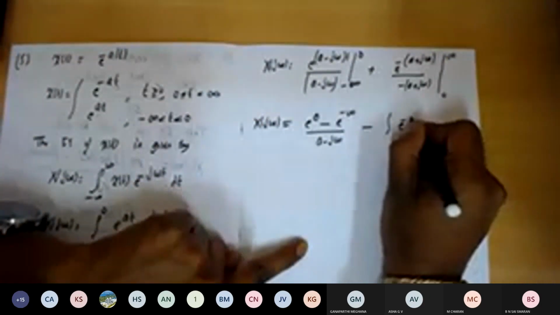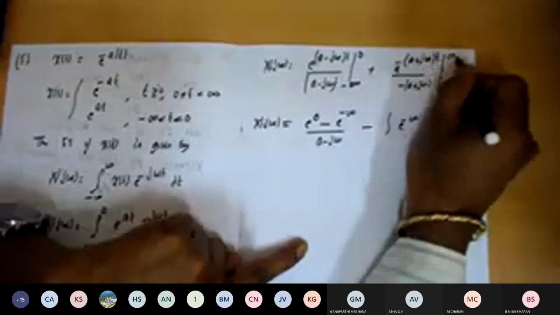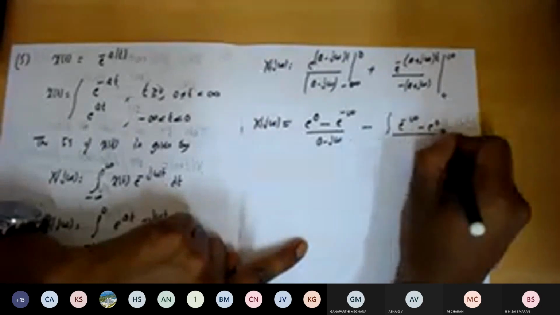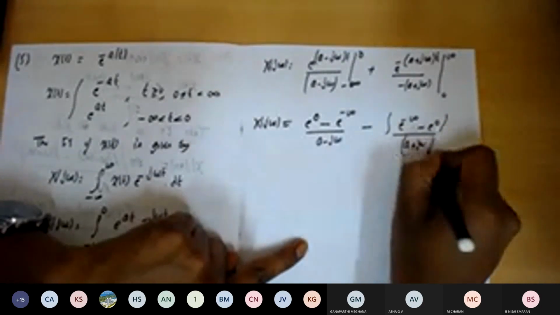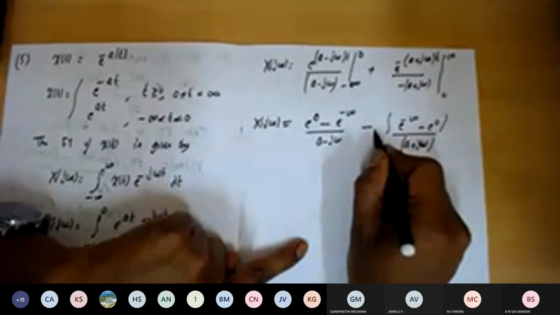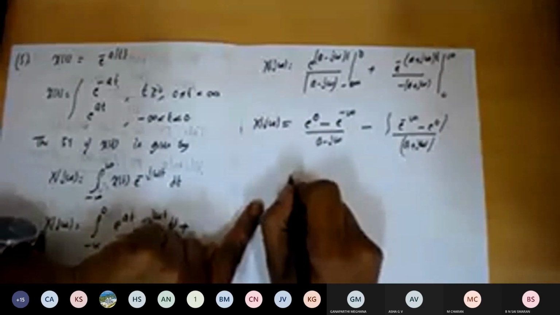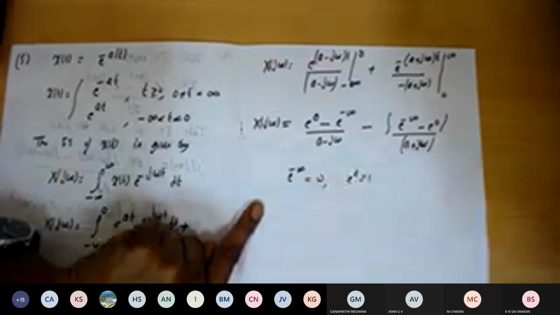Apply the upper limit, so e to the power of minus infinity. In place of the t, I'm going to substitute infinity, minus e to the power of 0, divided by a plus j omega. Minus is there, minus I took here. And we know that e to the power of minus infinity is 0 and e to the power of 0 is equal to 1.